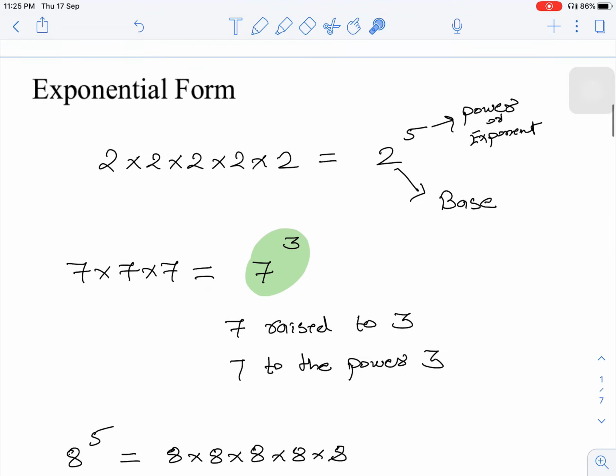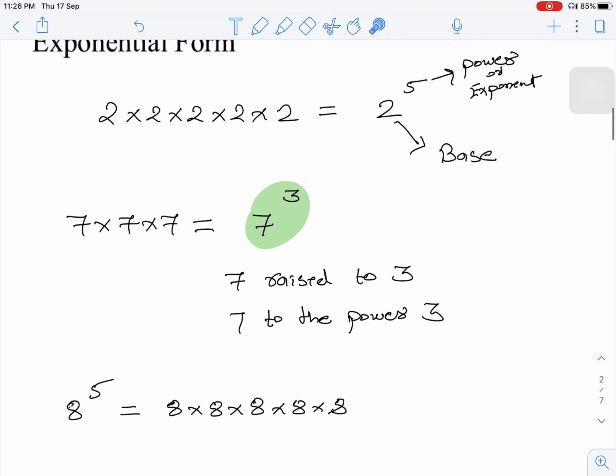Now let us see another example. Here 7 is multiplying itself. How many times? 3 times. So the number which is multiplying itself will be our base, and how many times it is multiplying will be our power. So how to read it? 7 to the power 3 or 7 raised to 3. Raised means it is written a little bit higher, above the base.